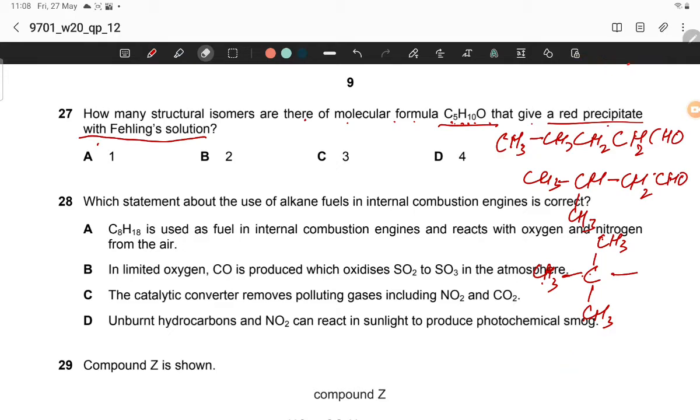Another possibility, CH3, CH3, CH3. This is incorrect.